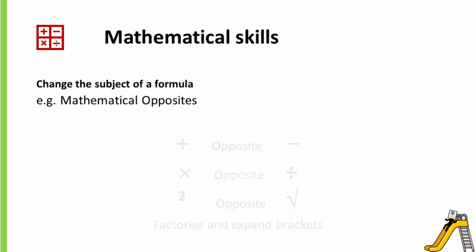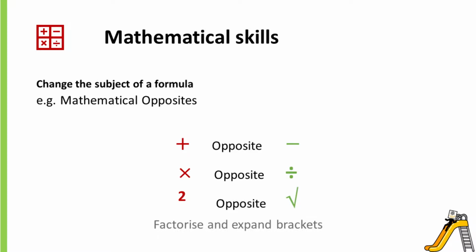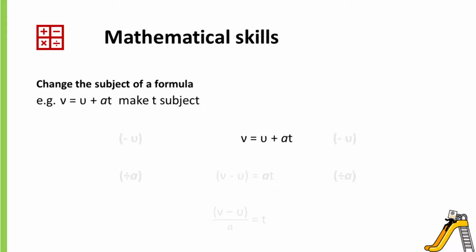For example, positive is opposite of negative, multiplication is opposite of division, and the square is opposite of the square root. Every now and again, you'd have to get into much deeper mathematics where you might have to factorize and maybe even expand brackets.